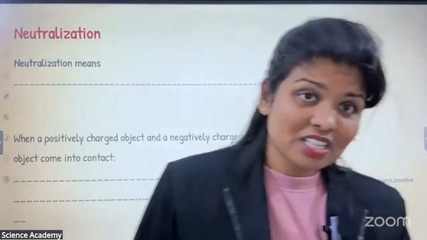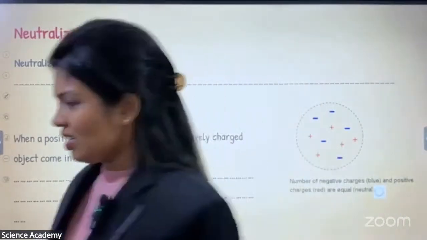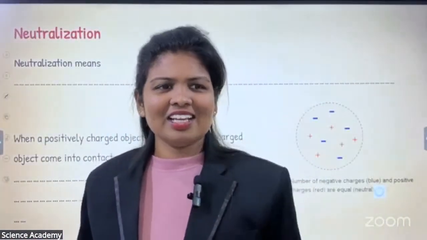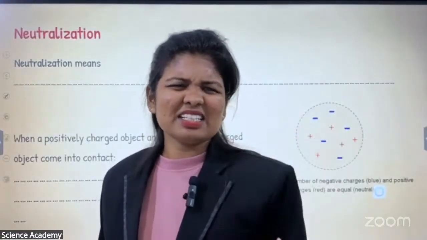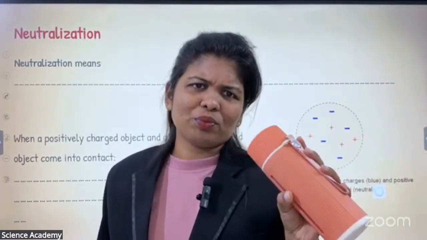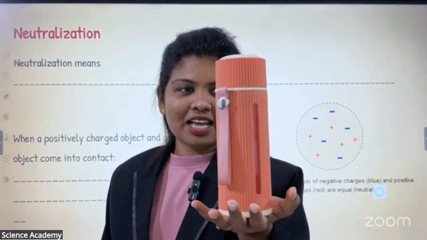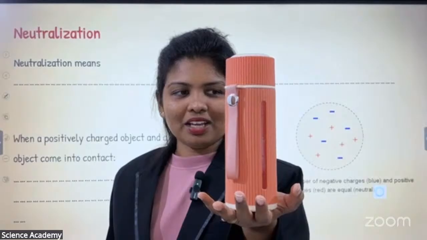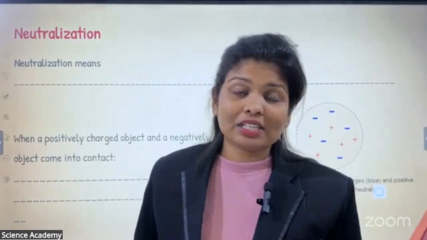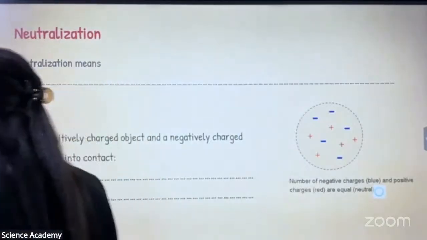So children, when it comes to normal objects, let's see, what is this? This is a bottle. This is a neutral object. Neutral means although I touch it, I don't feel anything. It is not moving. Here, when I keep it like this, it is not moving. All these things, without being given any charges, are called neutral objects.